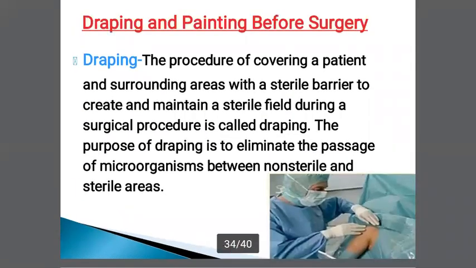Then draping and painting before surgery. These are also methods of disinfection before surgery. First, draping. The procedure of covering a patient and surrounding areas with a sterile barrier to create and maintain a sterile field during a surgical procedure is called draping. The purpose of draping is to eliminate the passage of microorganisms between the non-sterile and sterile areas.